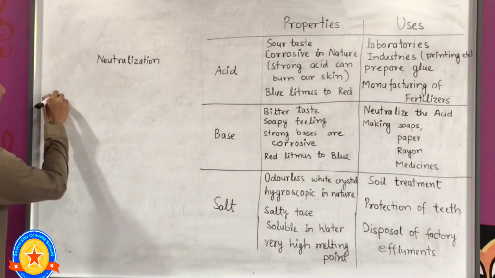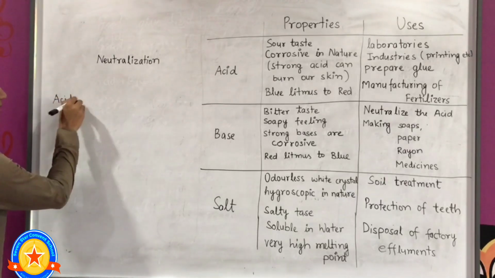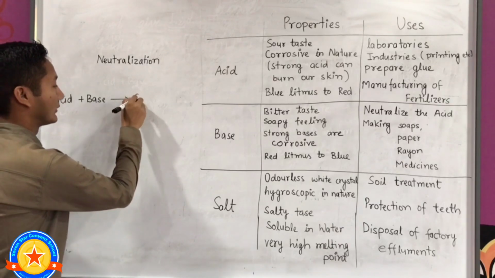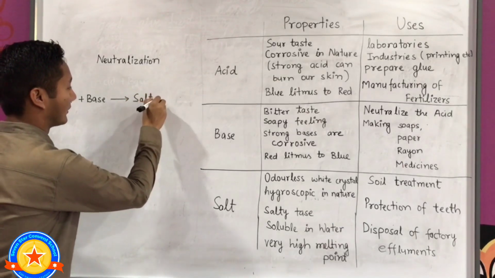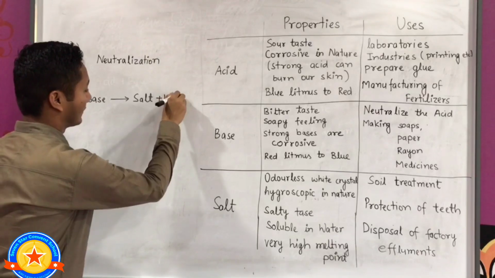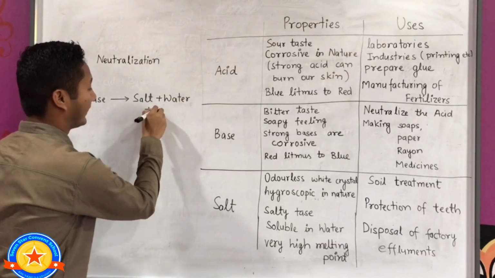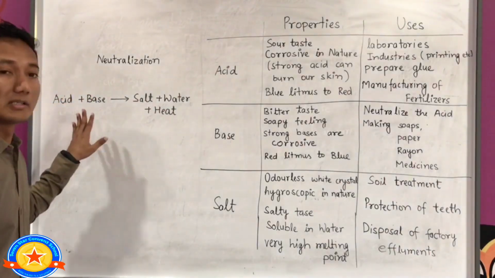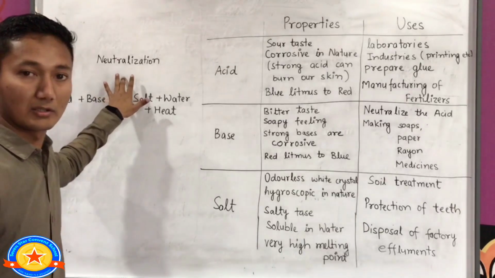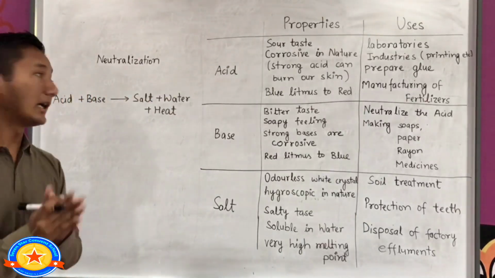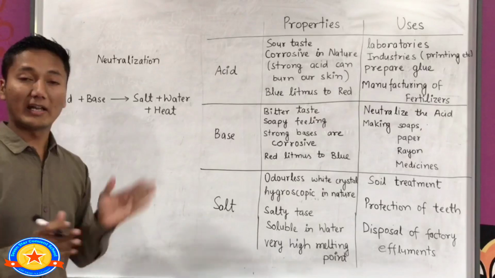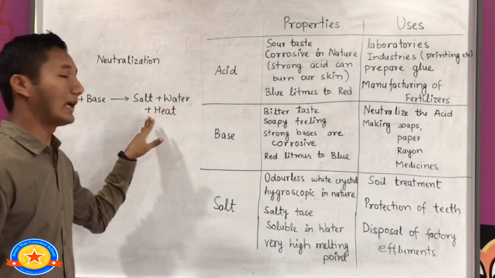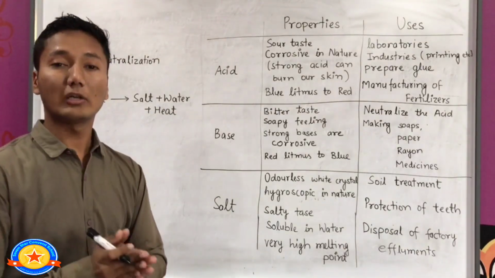Here, acid plus base gives us salt plus water plus heat. Students, this is the simple reaction of neutralization. Neutralization means when an acid and a base react with each other and form a salt plus water and heat. It is called a neutralization process.